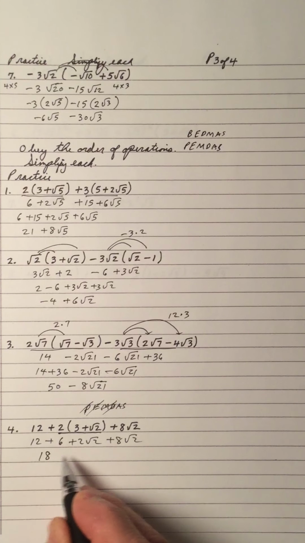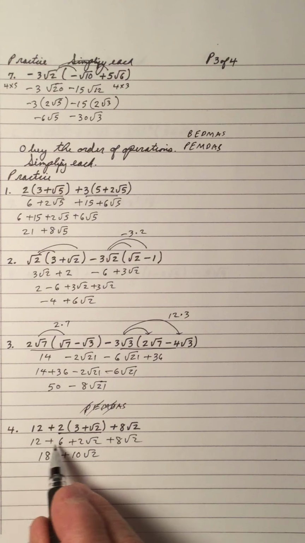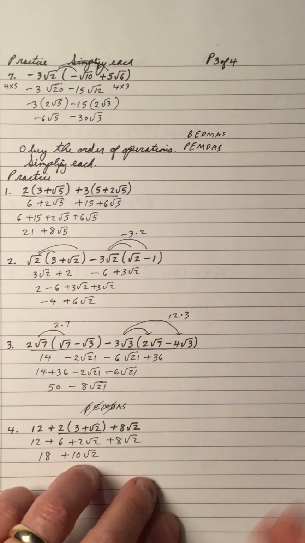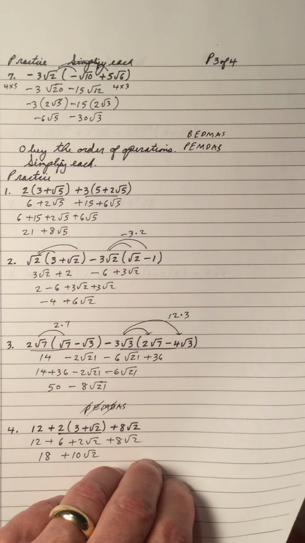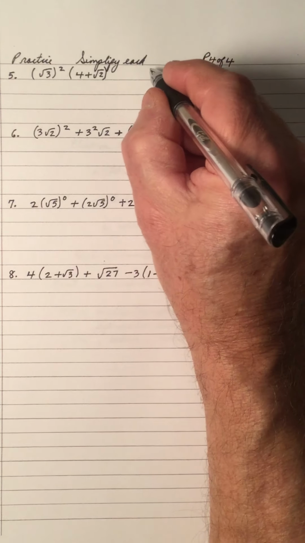So that's an 18 and a 10 root 2. You can add these because they're like terms, but you can't add these together. They're not alike. Let's continue. More practice on the order of operations. Don't forget the PEMDAS.